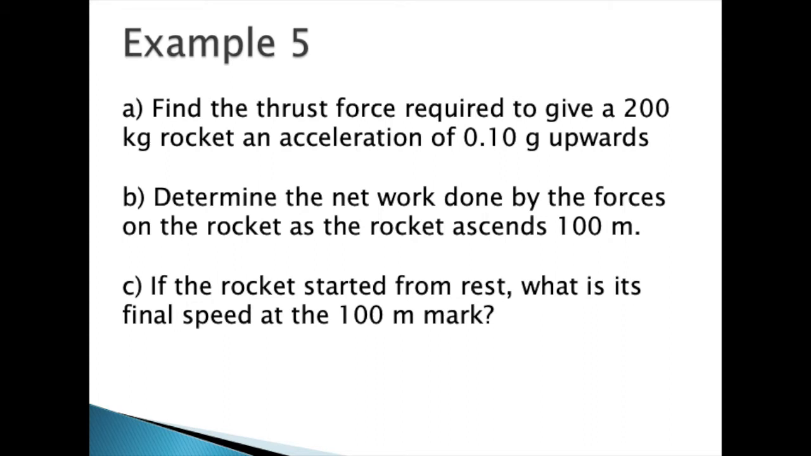Example 5. A, find the thrust force required to give a 200 kilogram rocket an acceleration of 0.10 g upwards. B, determine the net work done by the forces on the rocket as the rocket ascends 100 meters. And C, if the rocket started from rest, what is its final speed at the 100 meter mark?